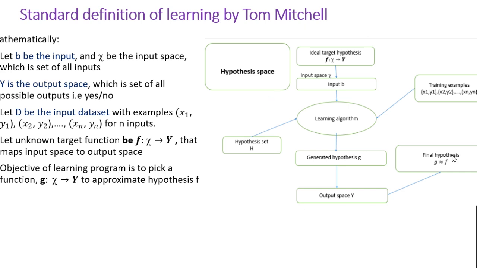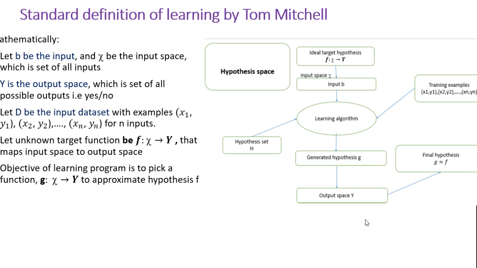So what is the objective of this learning program? The objective of this entire learning program is I want to come up with a hypothesis called G, which maps the input space X to Y such that this G is approximately equal to f. So that is my goal: to come up with a hypothesis G which approximates f. What is f? Nothing but the ideal target hypothesis. That's the goal of your learning program.